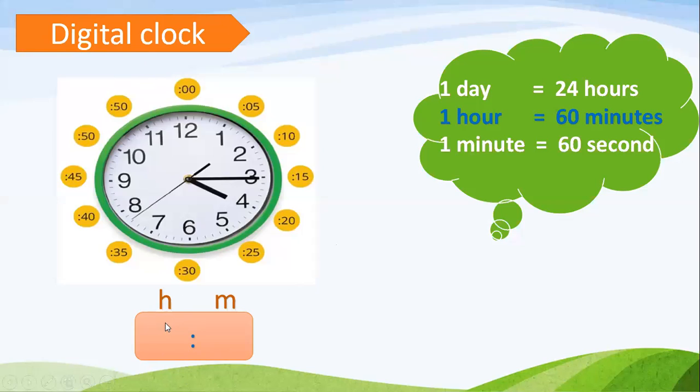H stands for hour, while M stands for minutes. Let's remember together that 1 day equals 24 hours, 1 hour equals 60 minutes, while 1 minute equals 60 seconds. Let's see together. The digital clock has other invisible numbers to tell us about minutes.